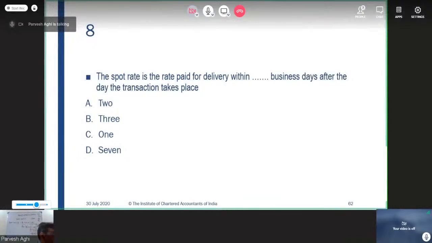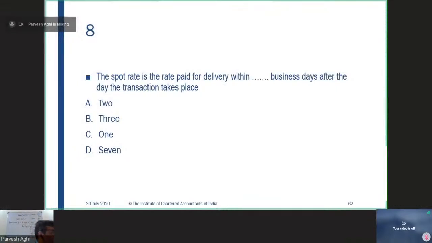Okay. So now, we just lost the connection a bit. Now there is an MCQ number 8 which is there on your screen. Please try to answer this. Okay. The spot rate is a rate paid for delivery within dash business days after the day the transaction takes place.